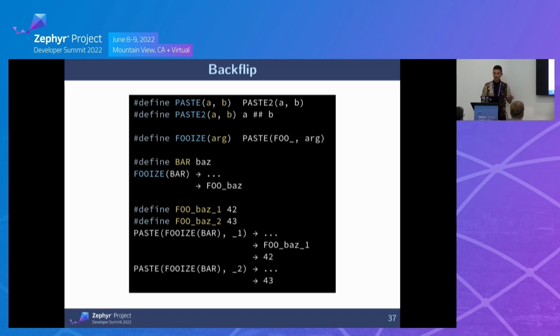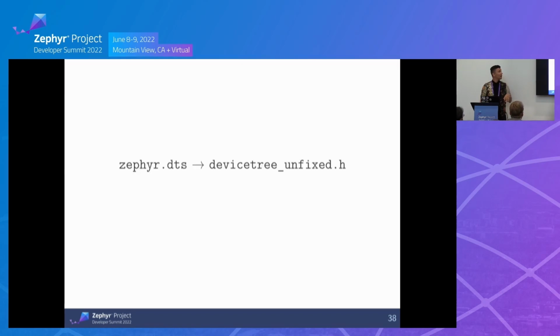Okay, so that's all the prep work that I want to do. Now I'm going to move on to some actual implementation details. We're going to talk about how Zephyr DTS, your device tree, gets converted into its header file representation.